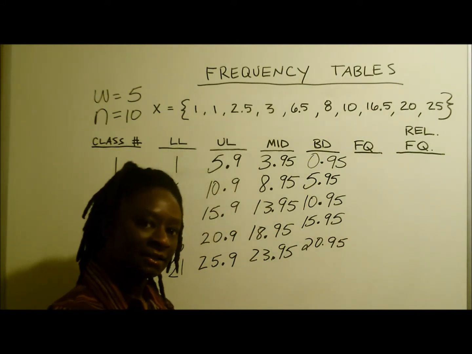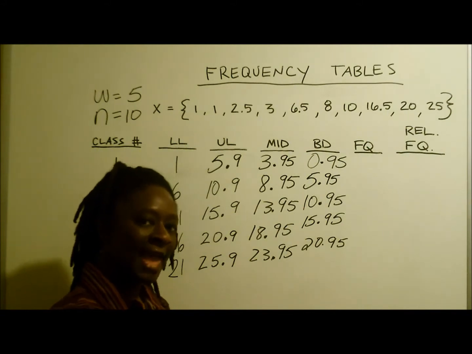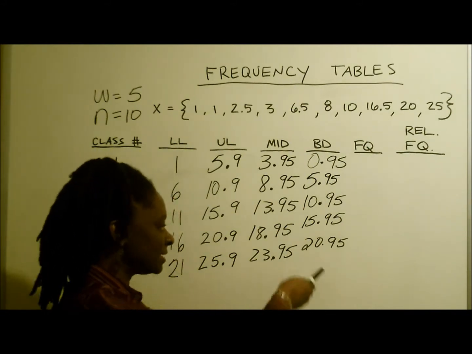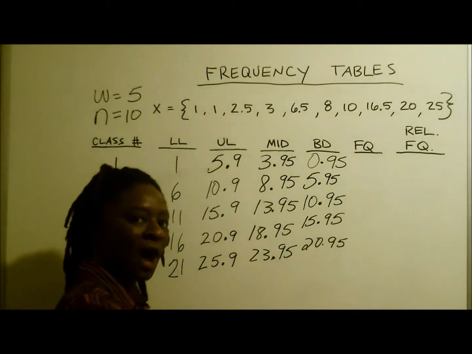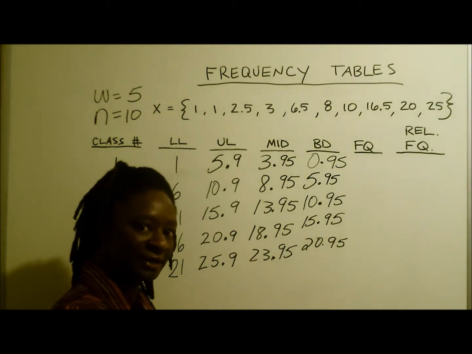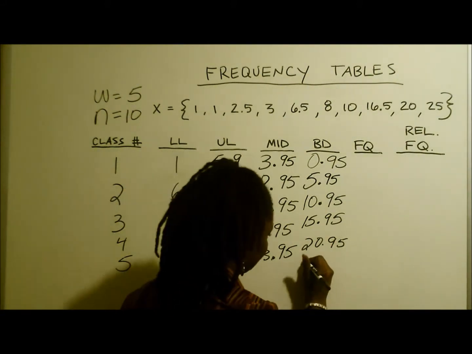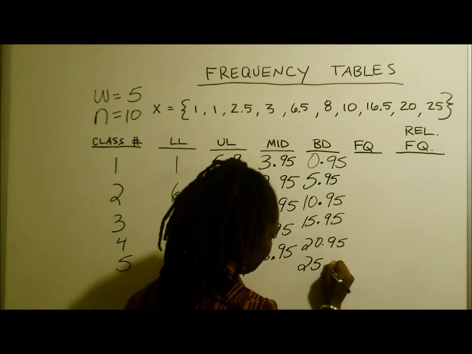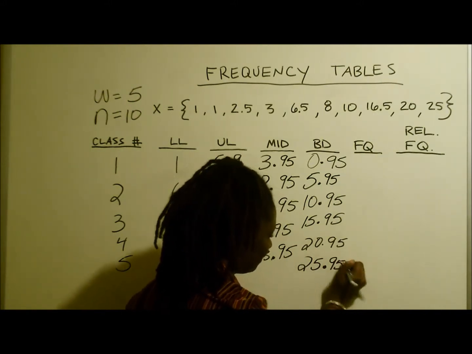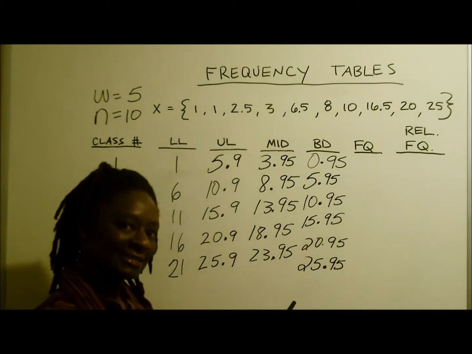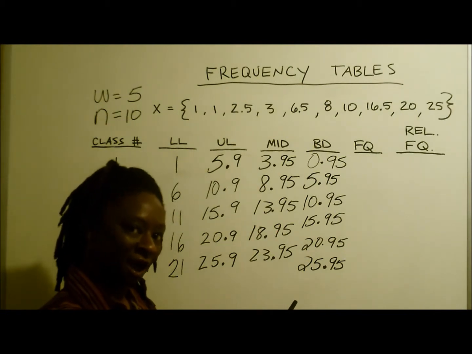But we're not done yet. With our boundaries, there's one extra step. We must list an extra boundary here. So I'm going to add 25.95. Don't forget to list this extra boundary before moving on.